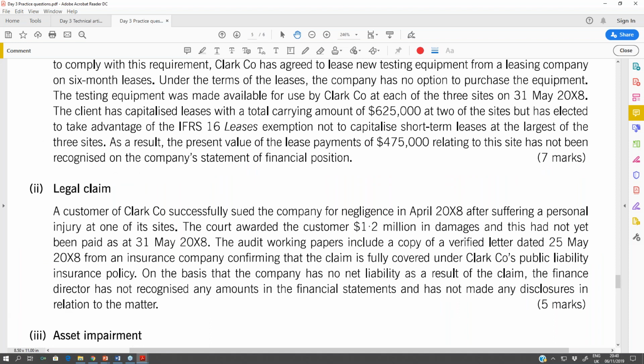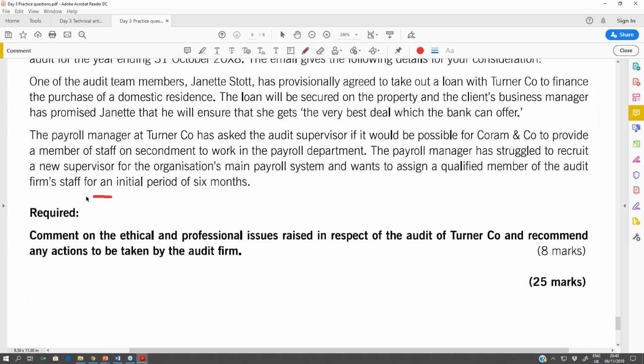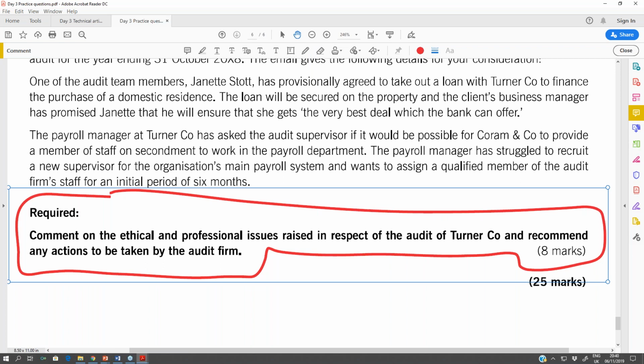And then when you look at the second requirement, C, comment on the ethical and professional issues. I was just mentioning at the start of the session that even in question 2, which is a completion and reporting stage question, you can get a question on ethical and professional issues. And you got it this time. We didn't have that in June 19. We didn't have that in December 18, but we had that in September 18. So we have done ethical and professional issues in the previous webinar. You need to go through my previous webinars to know how to write them.